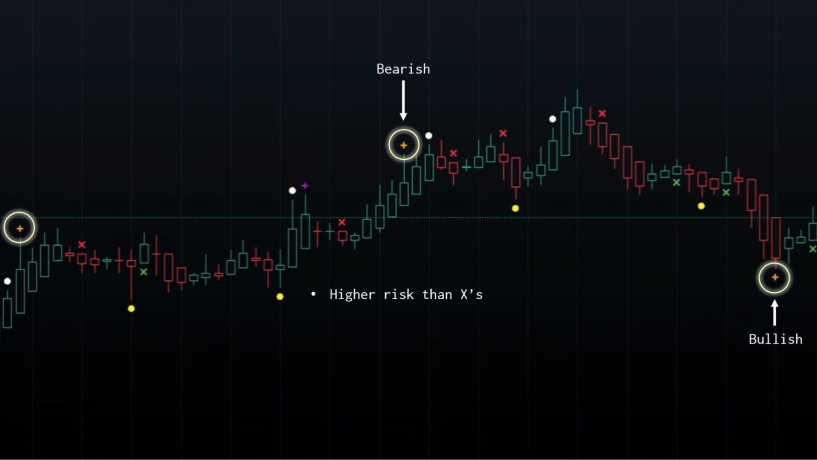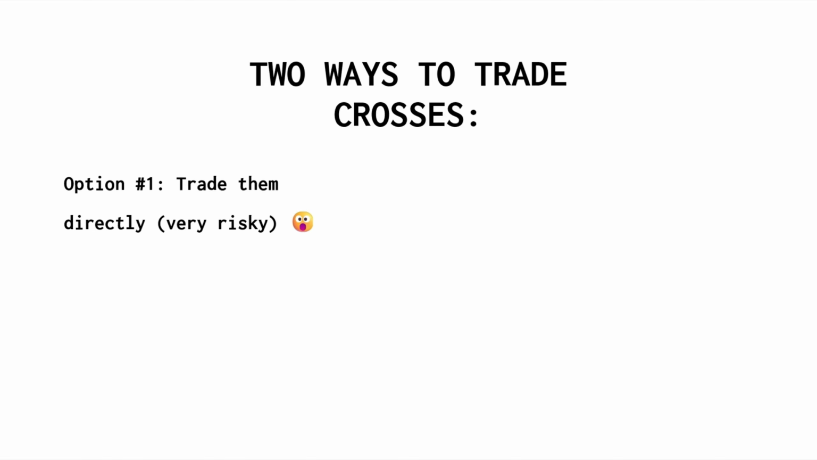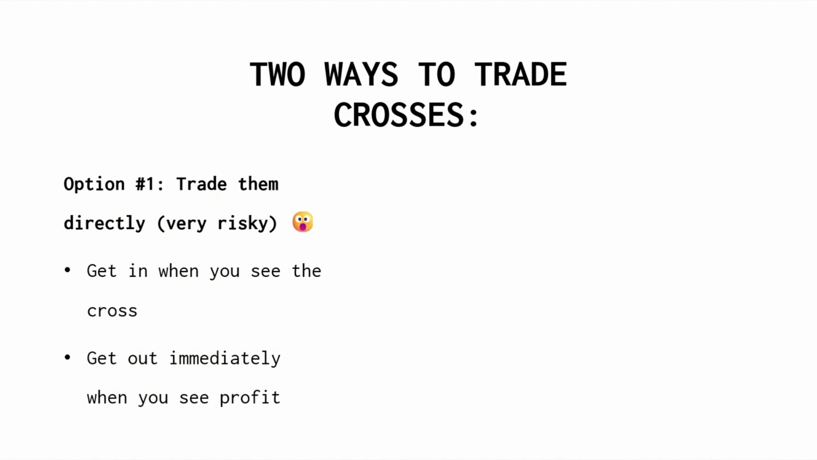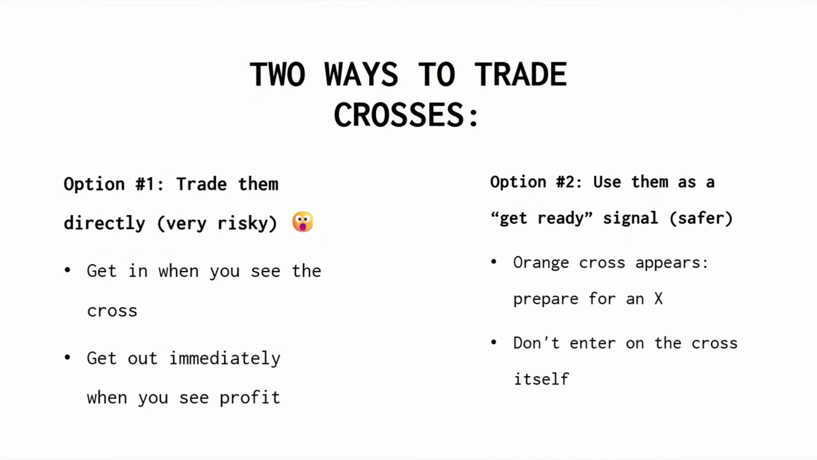So crosses have higher risks than X's, and they have even more risk than dots. And they need you to be very, very fast. You need to have fast execution by about 30 seconds or less. There are two ways to trade crosses because they're so fast. Option 1 is you can trade them directly, which is very, very risky. You get in when you see the cross and you get out as quickly as possible. You get out immediately when you see profit. And then option number 2, you can use them as a get ready signal, which is safer. So you don't enter on the cross itself.